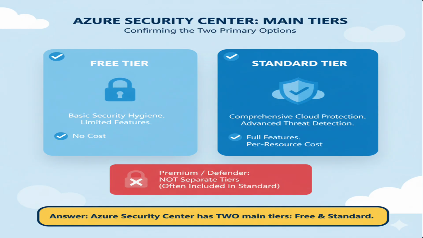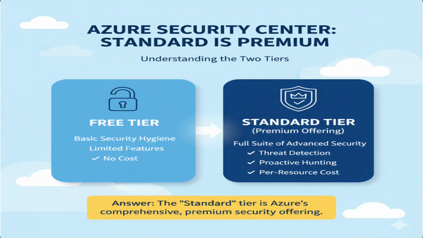Standard is correct because Azure Security Center offers only two main tiers, Free and Standard, with Standard being the highest tier available. The Standard tier provides comprehensive security and threat protection features, including advanced threat detection, security alerts, and proactive threat hunting capabilities. Think of it this way. While Standard might sound like a middle-tier option, in Azure Security Center's case, it's actually the premium offering. The free tier gives you basic security assessment and monitoring, while Standard gives you the full suite of advanced security features.